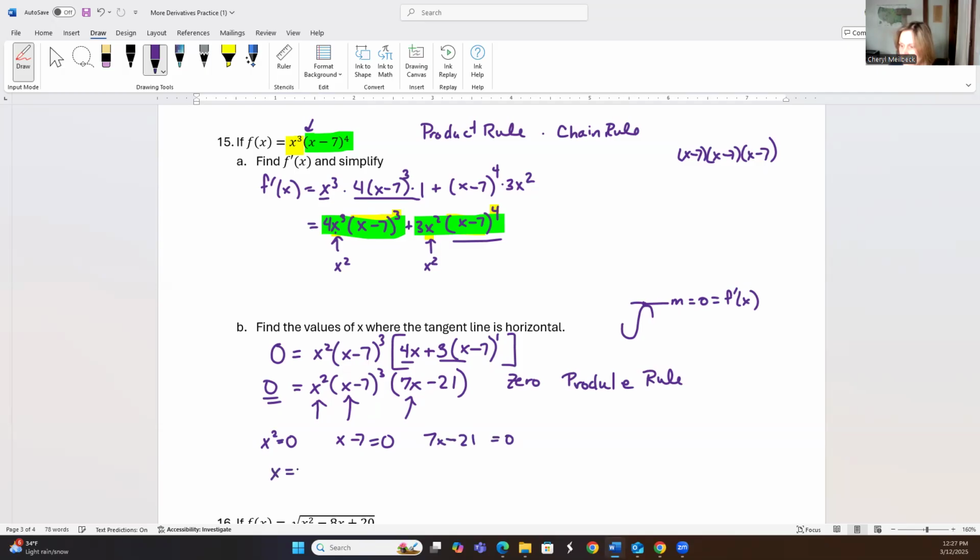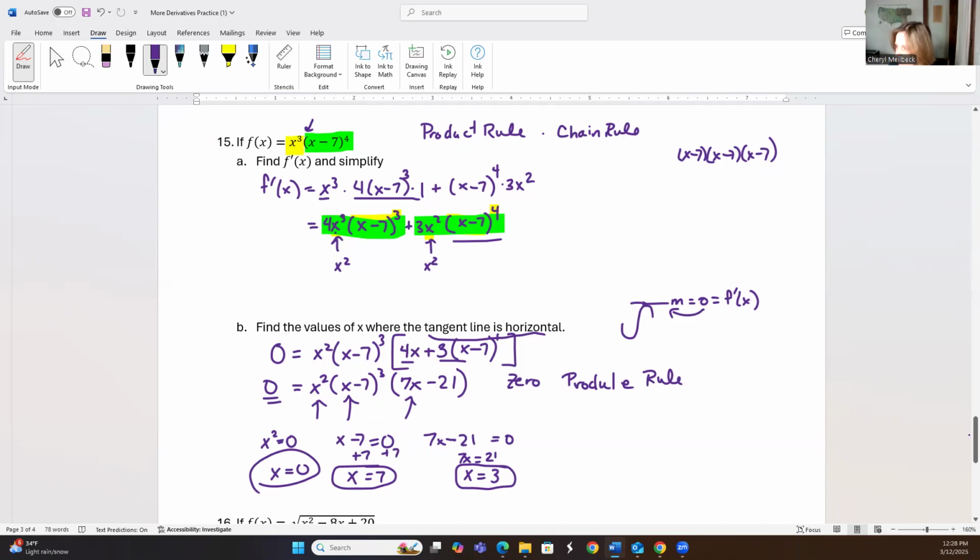Solving this, we get x equals 0. If we add 7 to both sides here, we get x equals 7. And here, if we add 21 to both sides, we get 7x equals 21. Dividing by 7, we'll get x equals 3. So these are the 3 locations where the tangent line is horizontal because the slope equals 0.